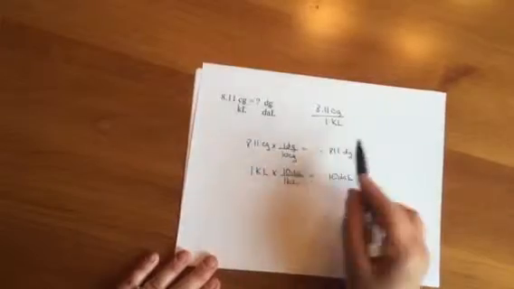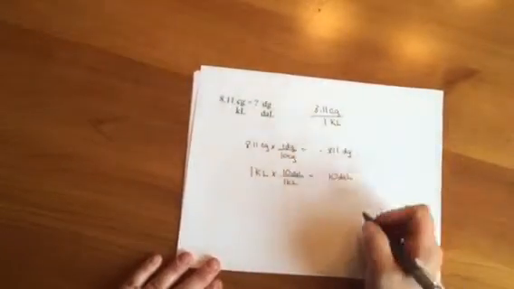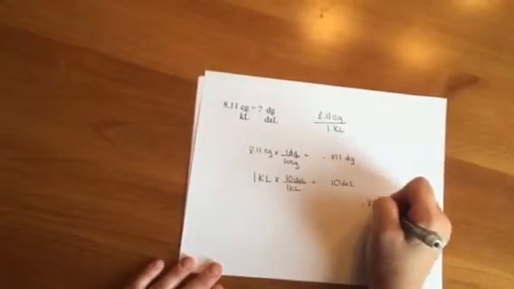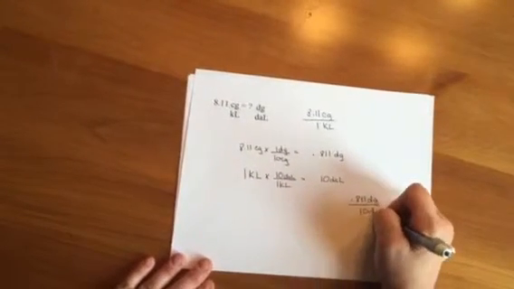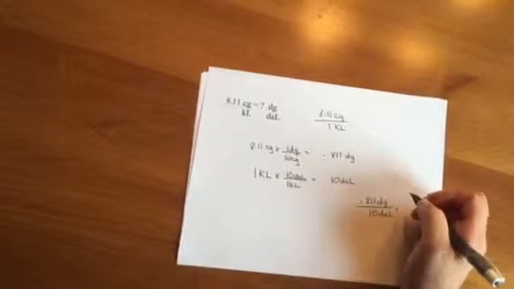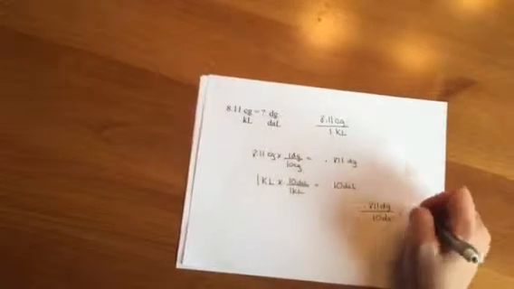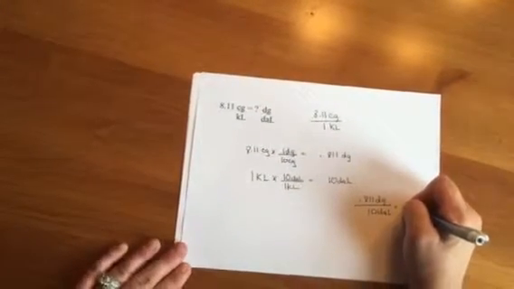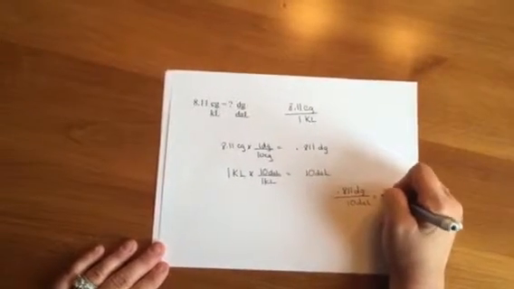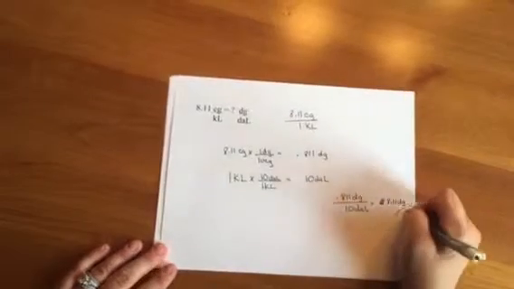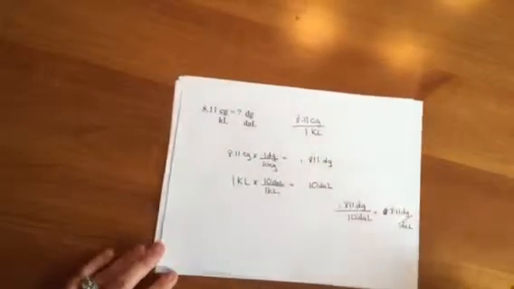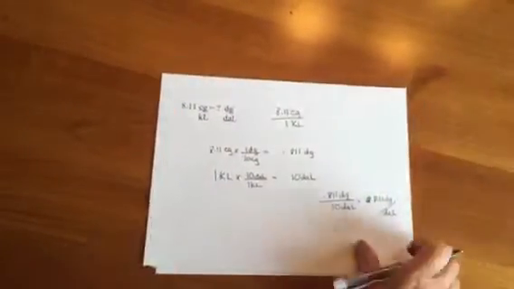So all we have to do now is divide these two. So we have 0.811 decigrams divided by 10 deciliters, and we get 8.11 decigrams per deciliter. So that's how we do the first example. Let's look at another example.